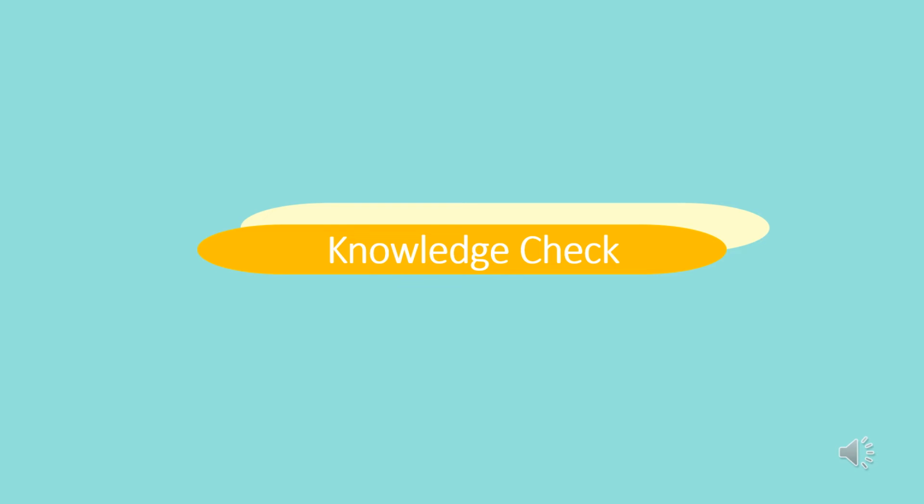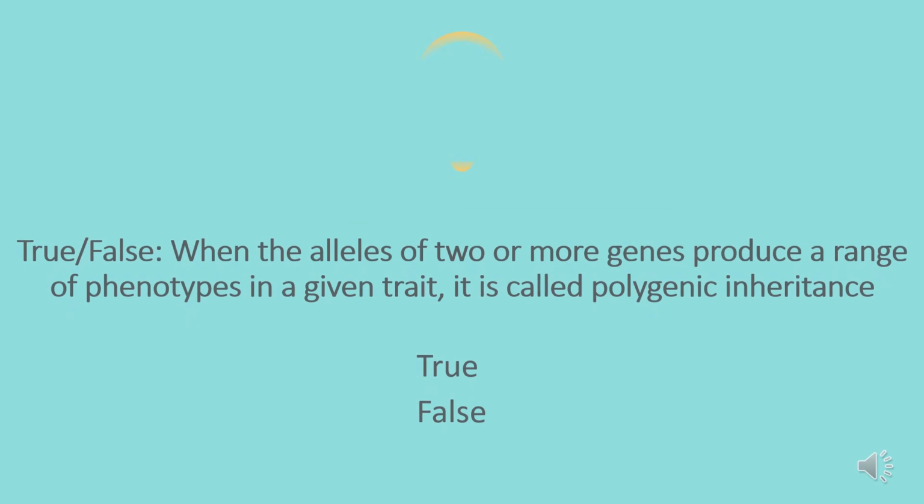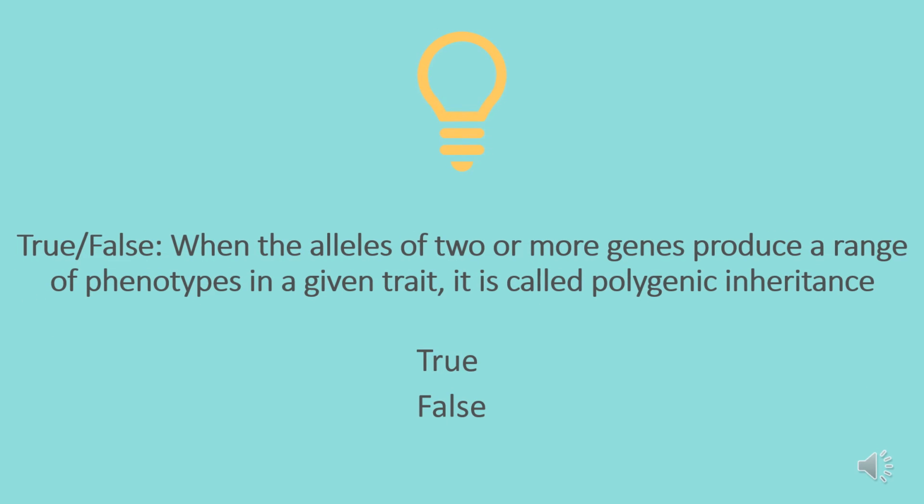Now let's put our knowledge to the test. Consider the following question. True or false? When the alleles of 2 or more genes produce a range of phenotypes in a given trait, it is called polygenic inheritance. If you said true, then you're correct.